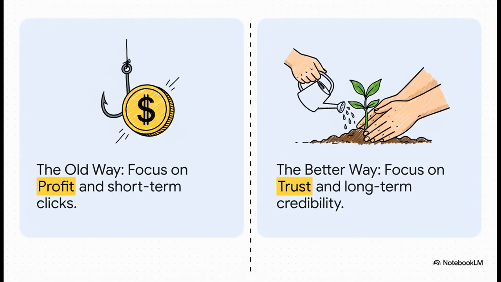Well, the solution is really to change what we're measuring. Instead of just chasing short-term clicks at any cost, what if the number one goal was user trust? A design that respects its users isn't just the ethical thing to do, it's sustainable. It builds long-term credibility instead of burning through user goodwill for a quick win.